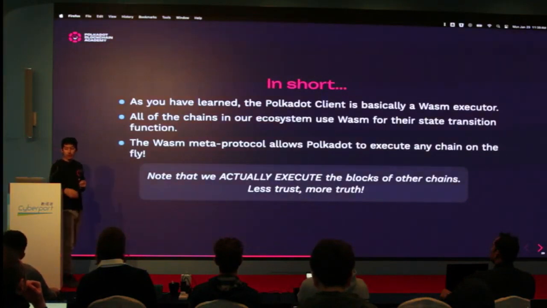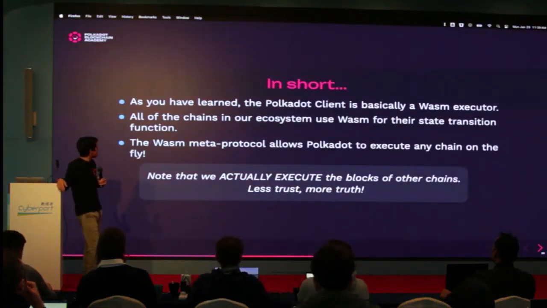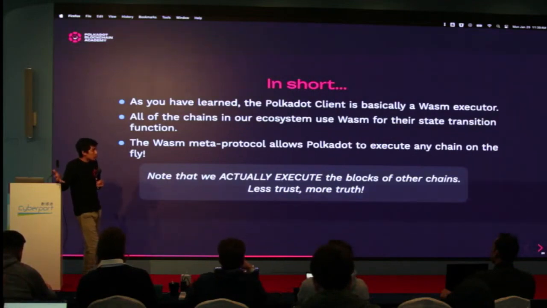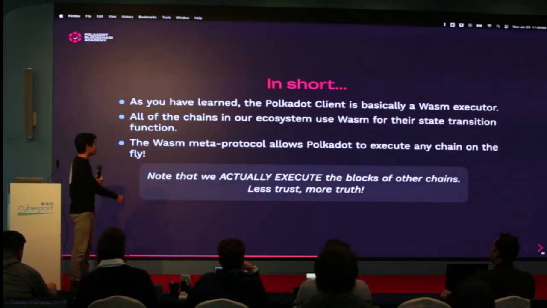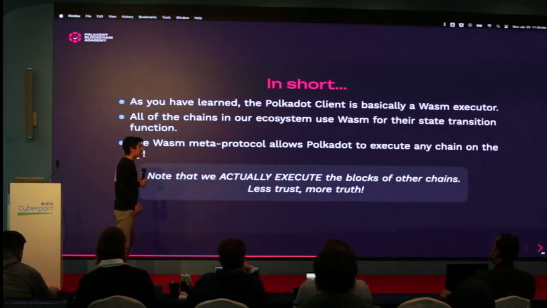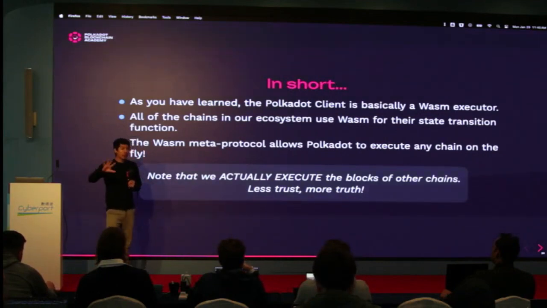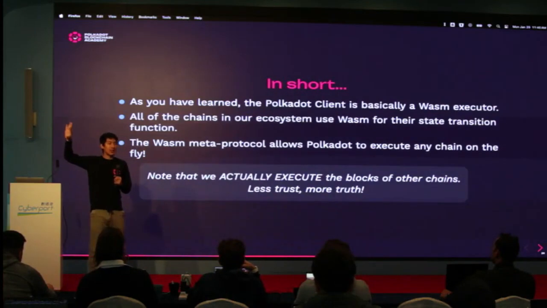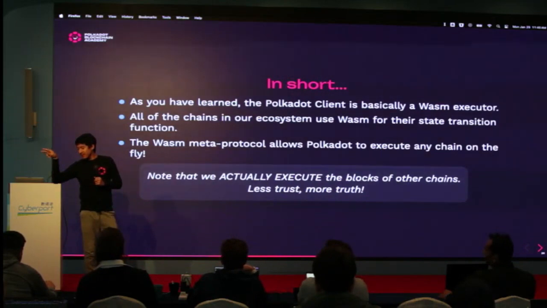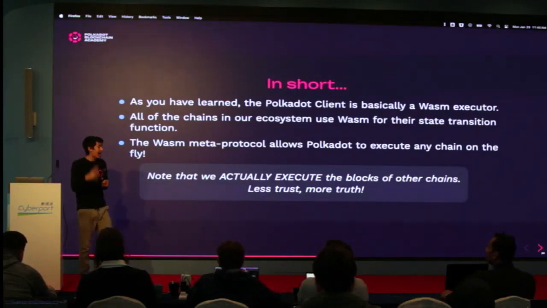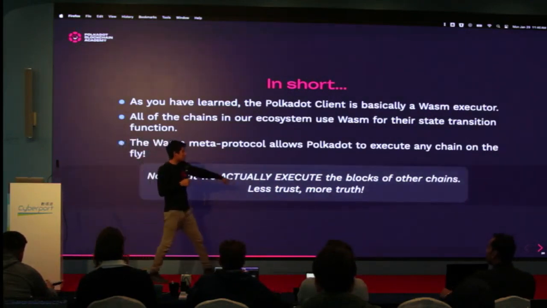So in short, as you have all learned, the Polkadot client is basically a WASM executor. All of the chains in our ecosystem use WASM for their state transition function. The WASM meta protocol allows Polkadot to execute any chain on the fly. You give me the WASM, I can execute your chain. And note that we actually execute the blocks of the other chains. We're not doing some kind of optimistic rollup. We're not doing some kind of trust system, some kind of third party, whatever. What is it called when you want to say something is bad? There's a period where you can, a challenge period. We're not doing this challenge period stuff. We are actually executing the chains. It's less trust, more truth.